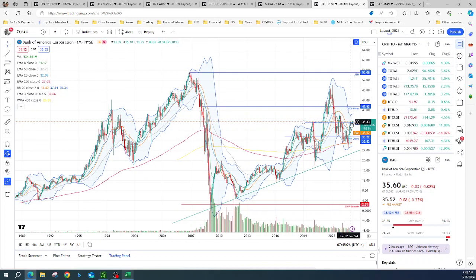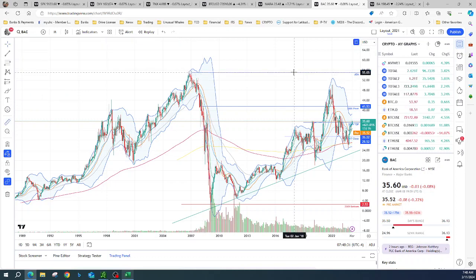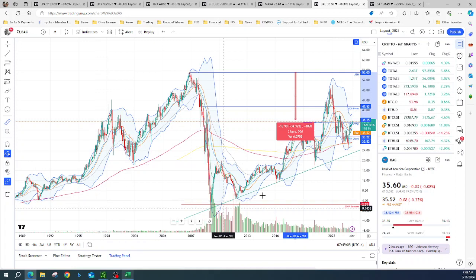Bank of America is 34% lower comparing the current price with the all-time high. Bank of America is building a head and shoulders pattern, where the major support is supposed to be $18. We're still in trend.